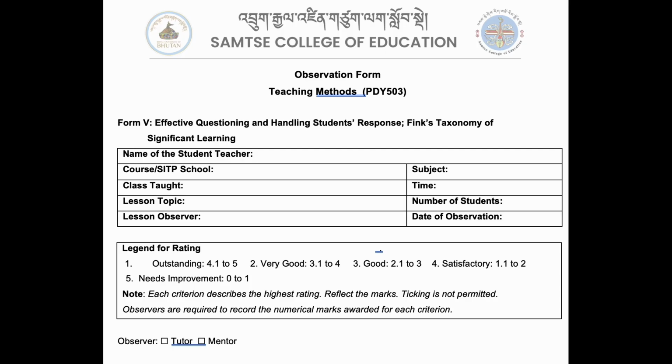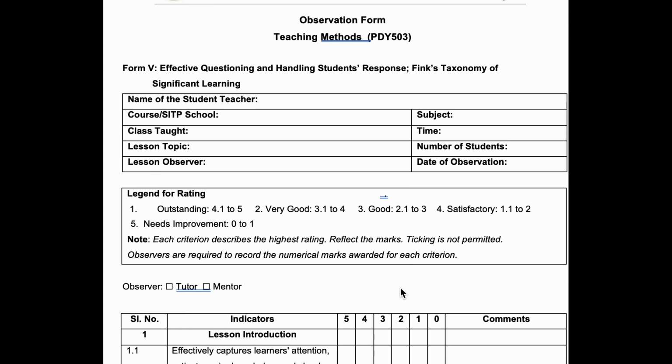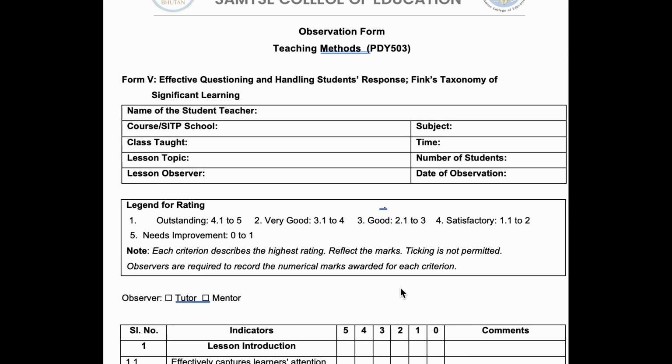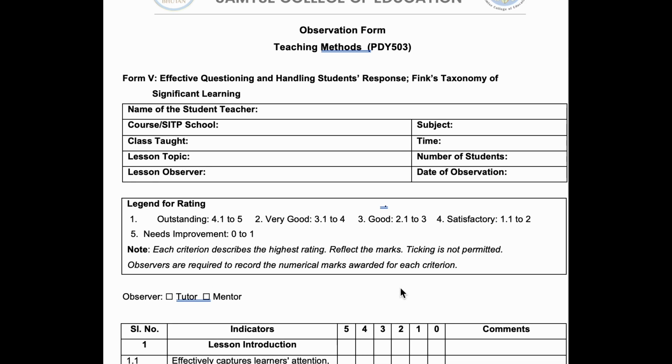Mentors and student teachers, let me familiarize you with observation form number 5, which is on effective questioning and handling students' responses, and Fink's taxonomy of significant learning. Before we get into the observation form, let's look at the rating scale.